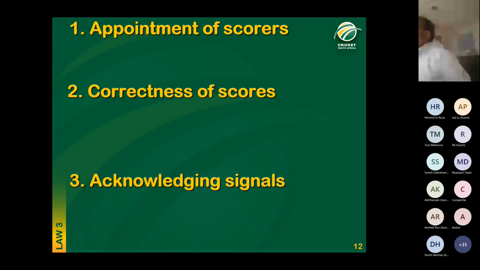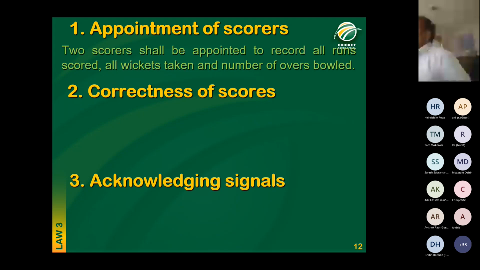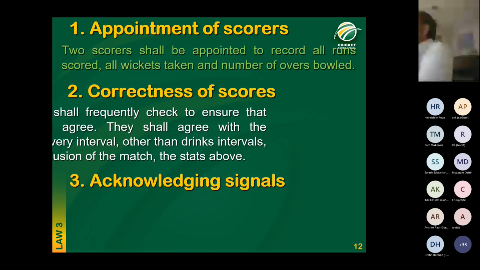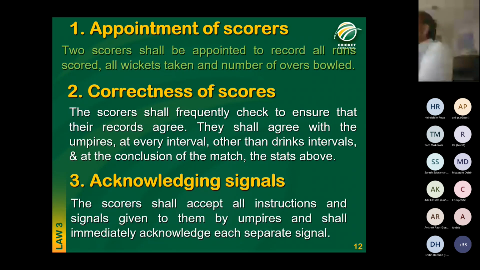The scorers. So what do the scorers do? The law tells us that two scorers shall be appointed. And what do they do? They need to record all runs scored, all wickets taken, and the number of overs bowled. So as per the law, these are the three things that the scorers need to do: runs scored, wickets taken, and number of overs bowled.